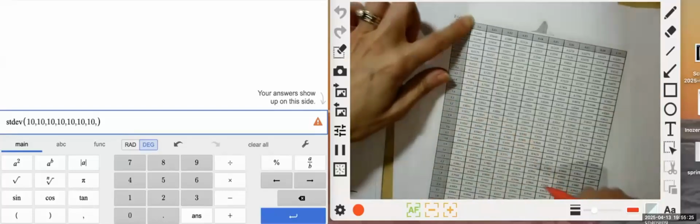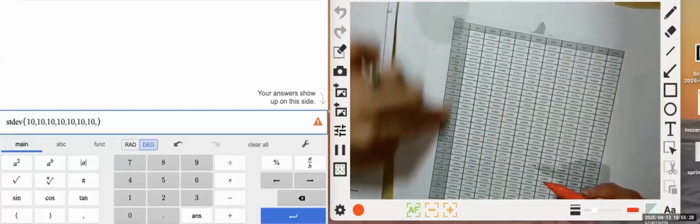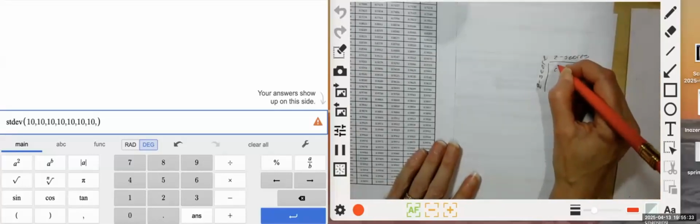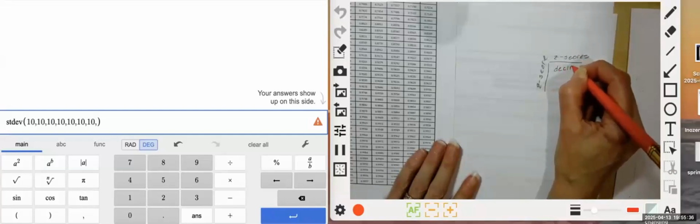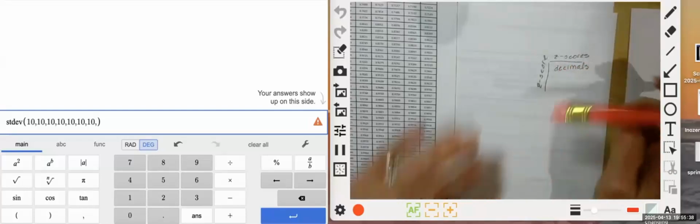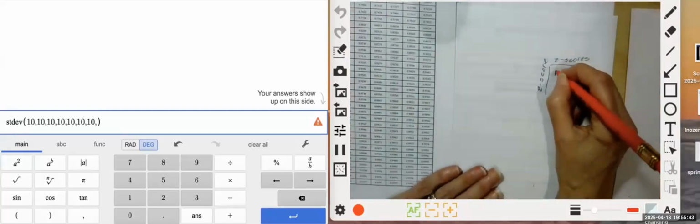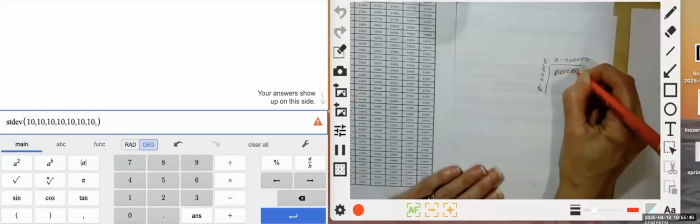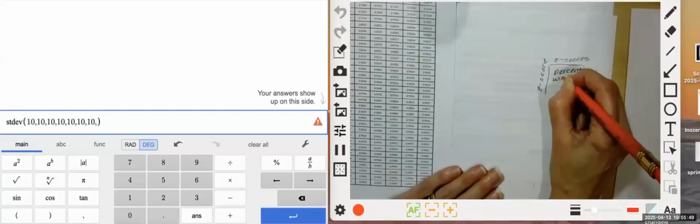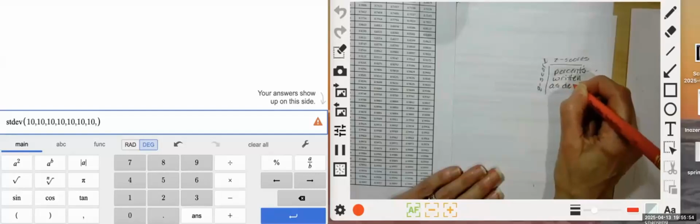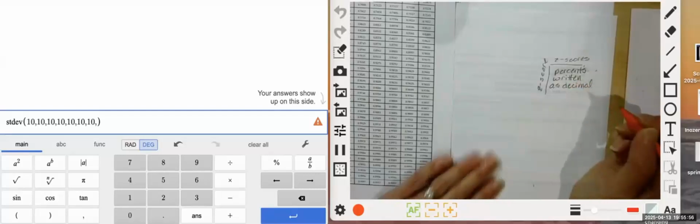The numbers in blue, sorry? The numbers along the outside are the z-scores, I'm sorry. The numbers on the inside are decimals. No, I'm going to change that. They're percents written as decimals. So they're the decimal equivalents of the percents.